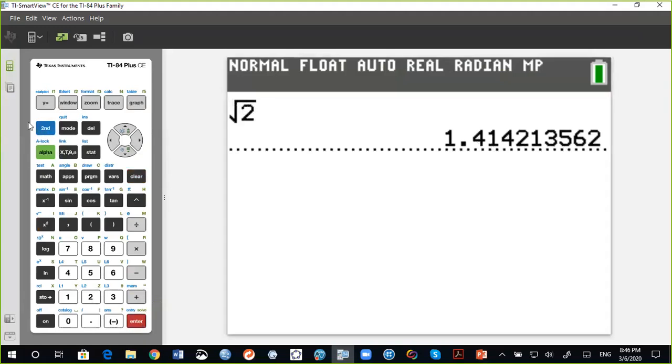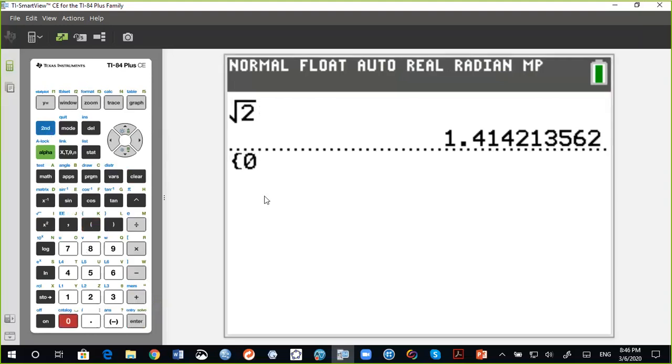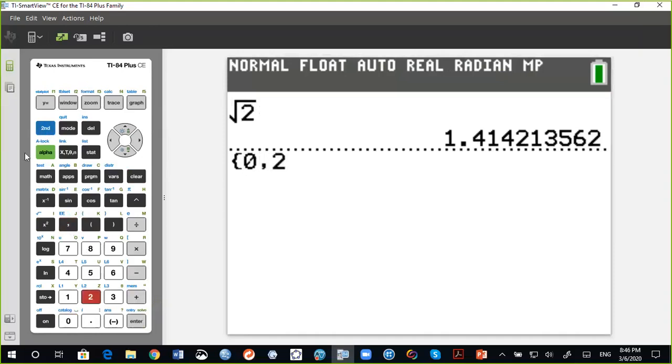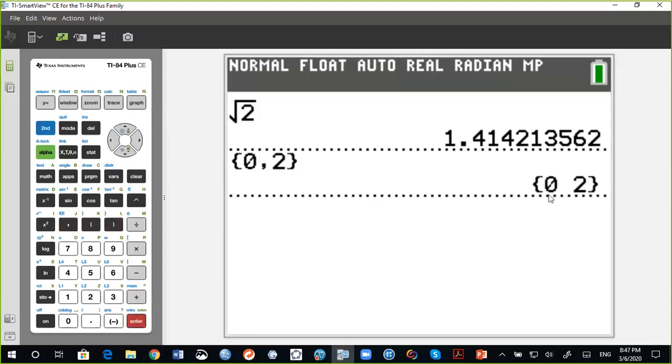On the TI-84, we can track both the number of iterations as well as the iterated value. In order to do that, we're going to use braces, which are right here above the parentheses. We're going to start with the initial value of, let's say, 2, and press enter. Our result is 0, the number of iterations. So we're going to do our first iteration.